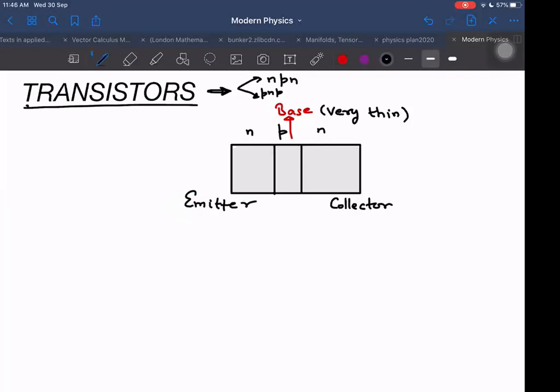And there can be three terminals connected to this. 1, 2, 3. Three external connections will be there. This one is emitter, collector connected to base B. E for emitter, B for base, C for collector. Just names. First you learn the names.